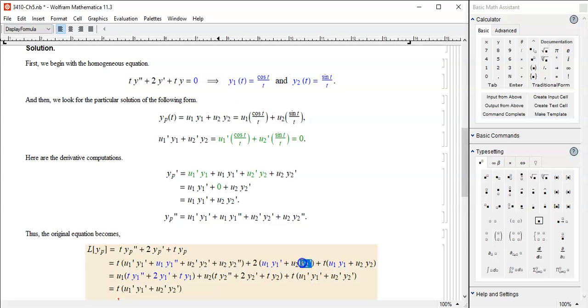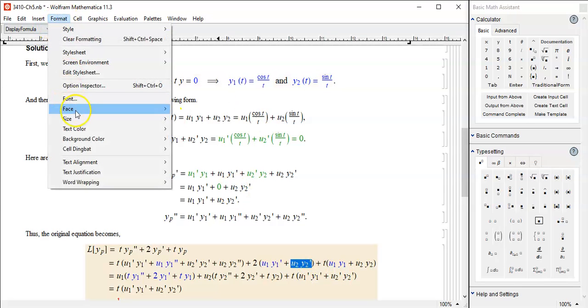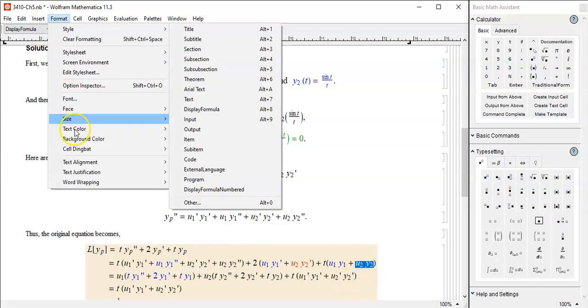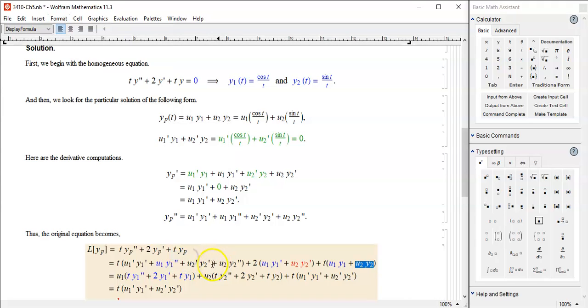You can do something similar for the terms with y2, as a matter of fact. Here's one, here's another, and then here's the third.